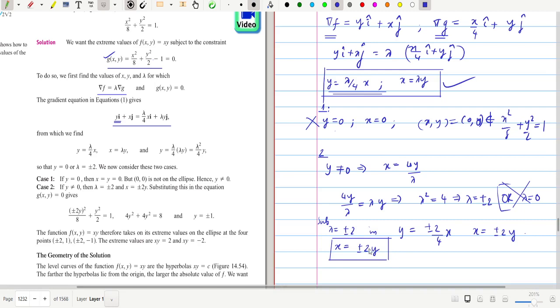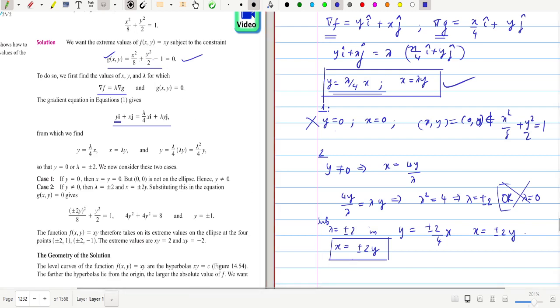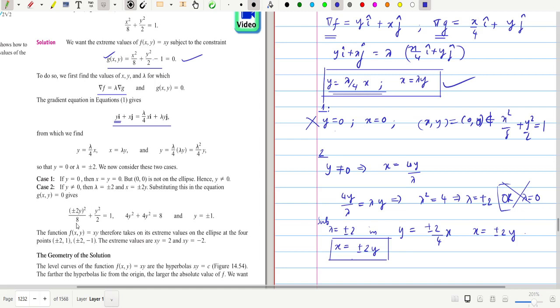Then we need to solve this equation with g of xy equal to 0. What is g of xy equal to 0? It is this equation, x square by 8 plus y square by 2 minus 1 equal to 0. We will solve this right now. Substitute x equal to plus or minus 2y in this equation. That gives (plus or minus 2y) whole square divided by 8 plus y square by 2 is equal to 1.